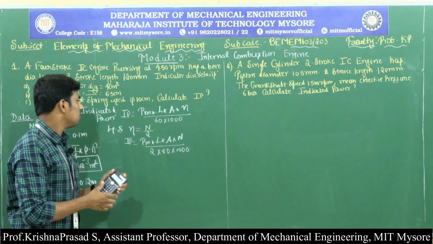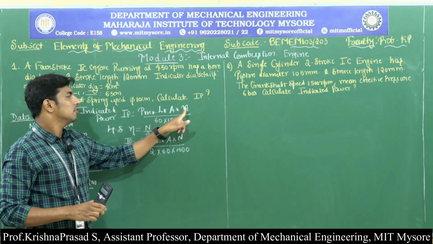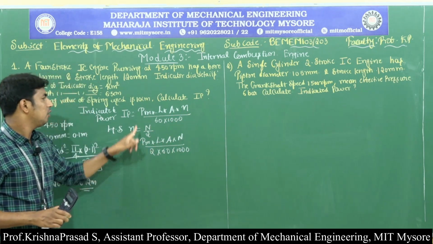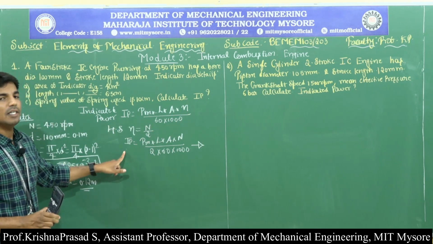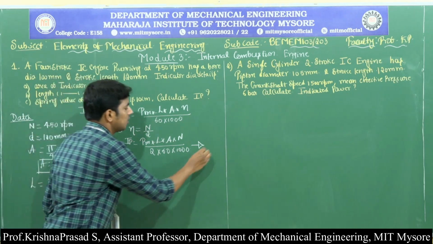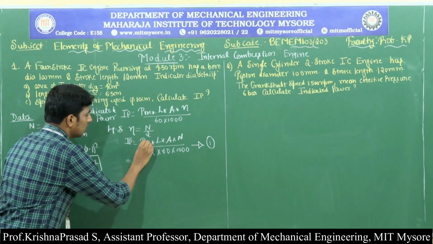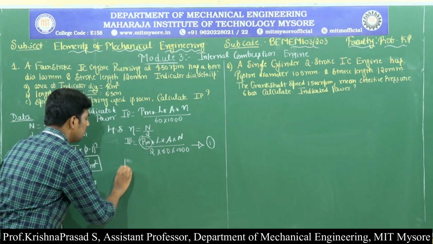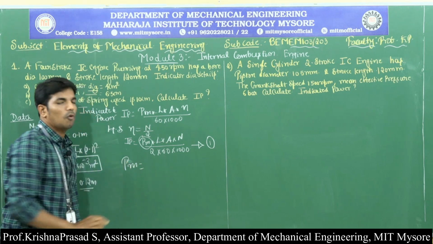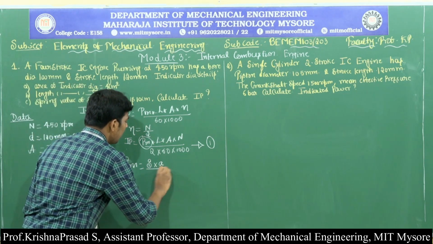Okay, so now we have all the details: L, A, and N, but we don't know what PM is. IP is equal to PLAN by 2 into 60 into 1000, call it equation number 1. Then what is meant by PM? So PM we need to calculate. We know the formula for PM: PM is equal to S into A by L.